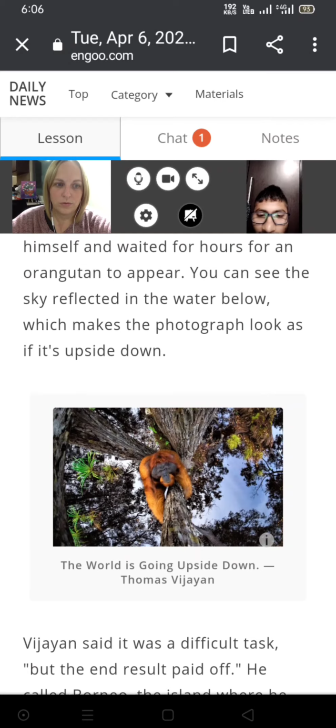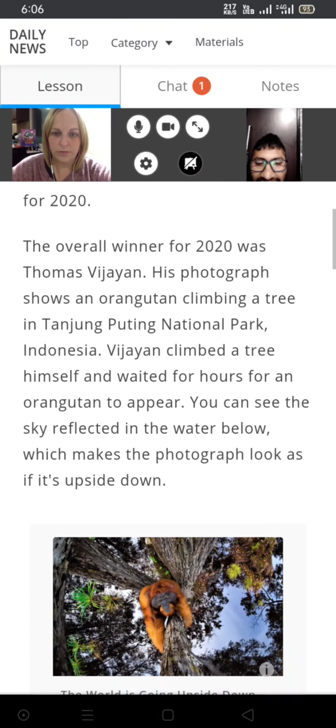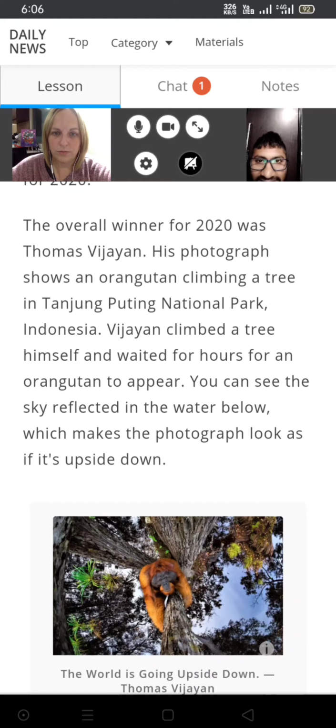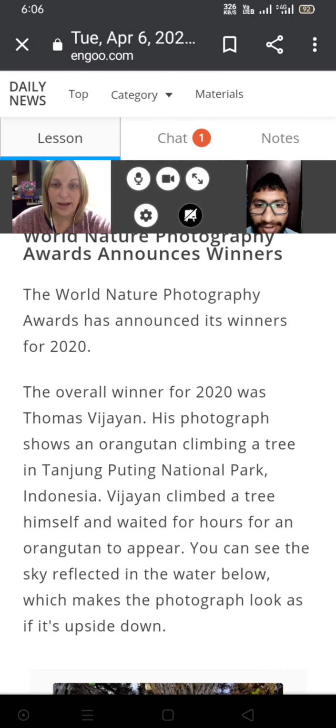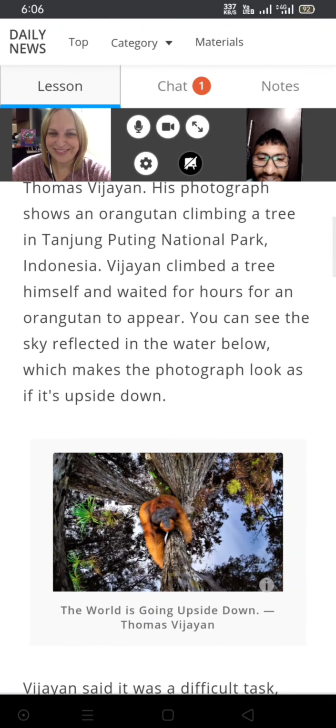I like this photo. The World Is Going Upside Down by Thomas Vijayan. I'm audible to you, miss. Why do you like this photo?